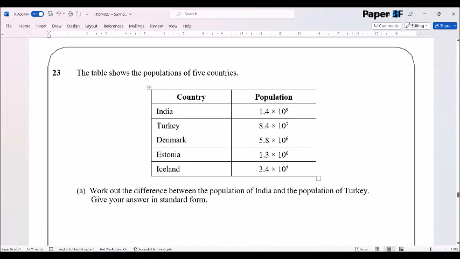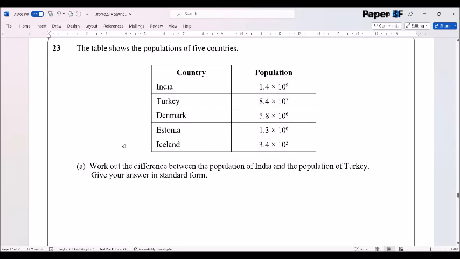The table shows the populations of 5 countries. Work out the difference between the population of India and the population of Turkey. Give your answer in standard form. So in order to do that, we've got to take the population of India and subtract the population of Turkey. Let's use our calculator to help us. It's going to be 1.4 times 10 to the power of 9 minus 8.4 times 10 to the power of 7.